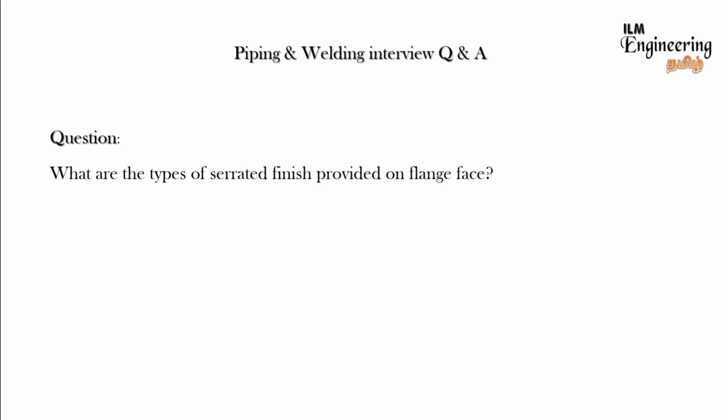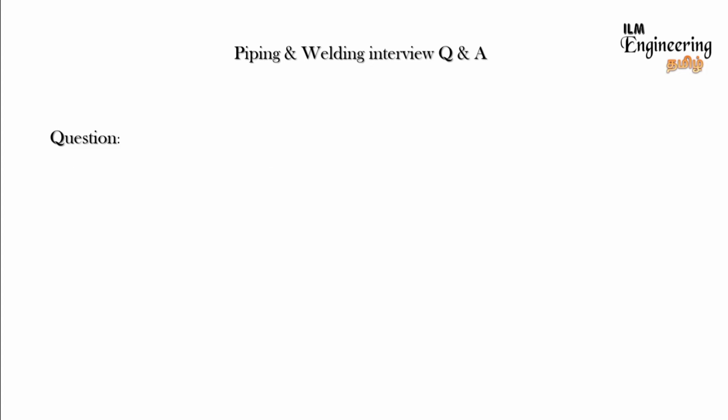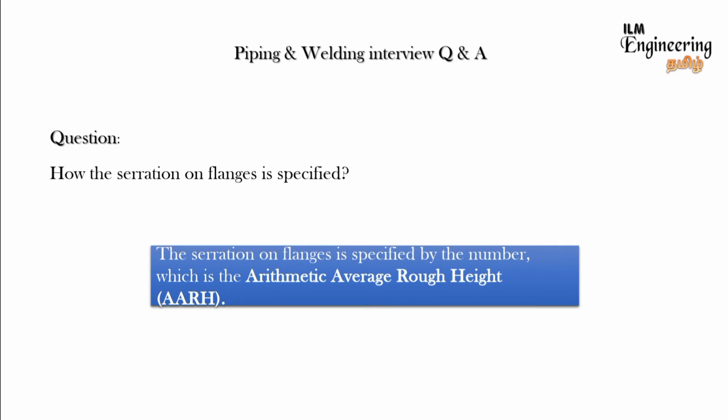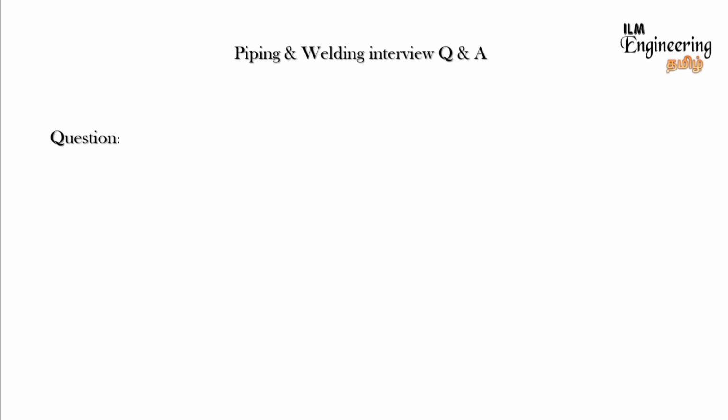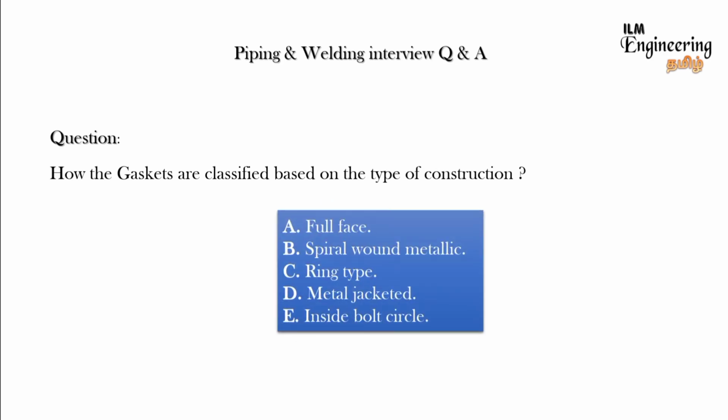What are the types of serrated finish provided on flange face? Concentric, spiral or phonographic. How is the serration on flanges specified? The serration on flanges is specified by numbers which is arithmetic average roughness height, AARH. How are the gaskets classified based on the type of construction? Full face, spiral wound metallic, ring type, metal jacketed, inside bolt circle.